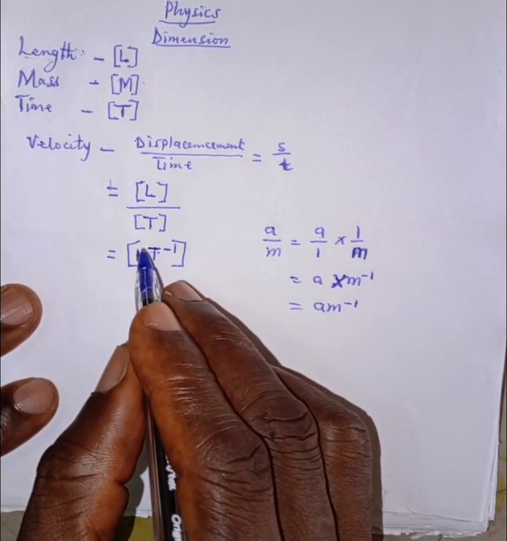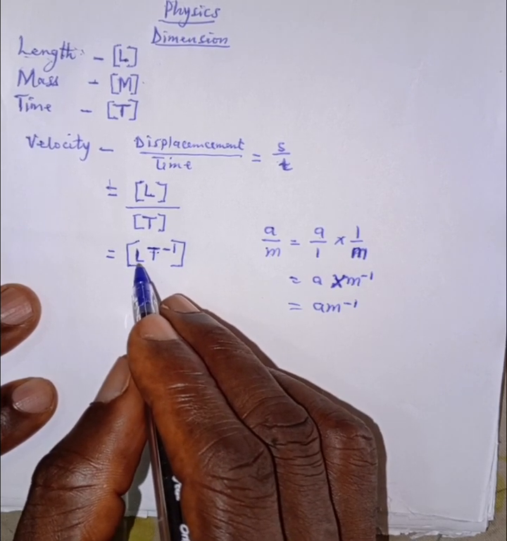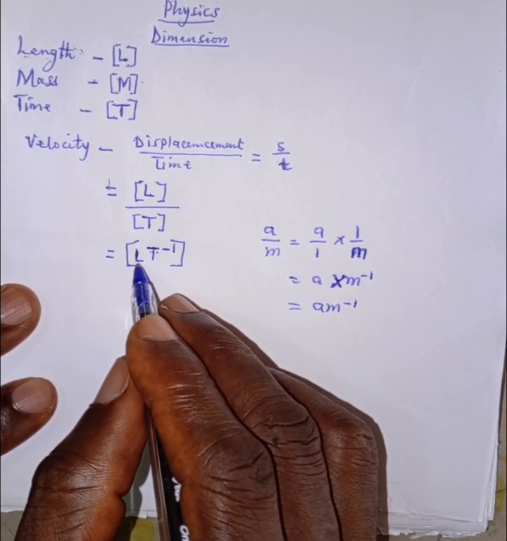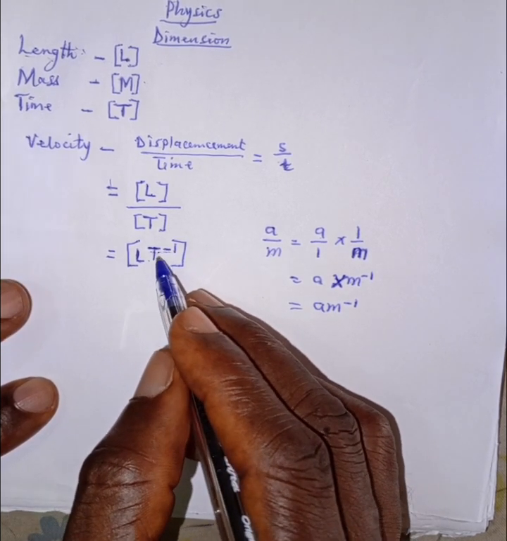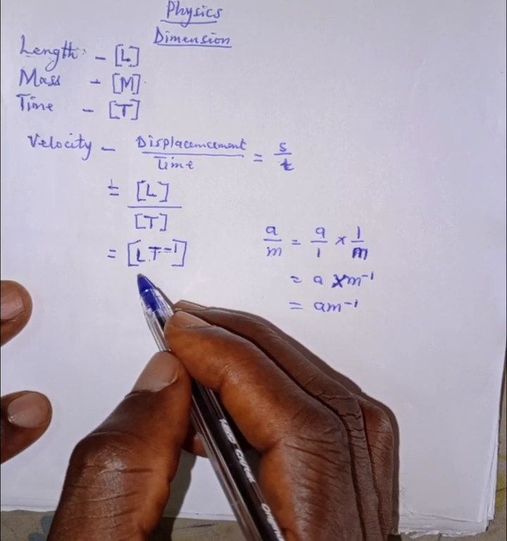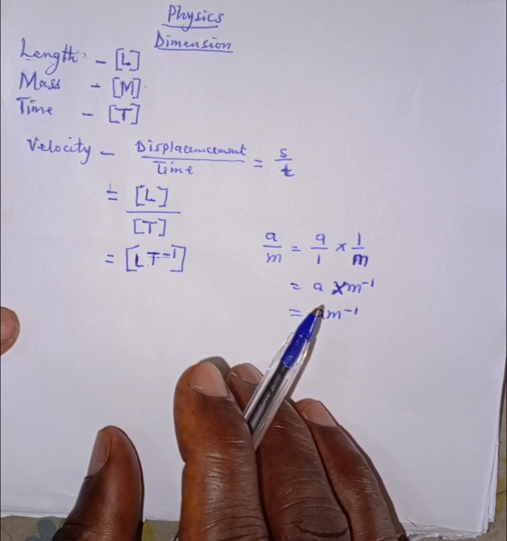So this is what has just happened, and we have our dimension for velocity. The dimension for velocity is LT raised to power minus 1. That is the dimension for velocity.